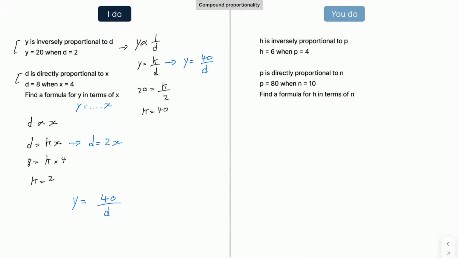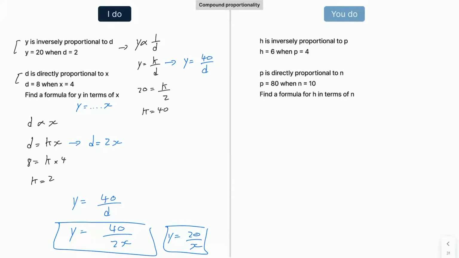Now, at the minute, we do have a formula for y, but it's not in terms of x. What do we know about this d here? We found out what d is. So if I sub that in, just to show you what happens: y is equal to 40, and for d, I'm going to substitute in 2x. That is a formula for y in terms of x. Now, we can simplify that, so that can be written as y is 20 over x.